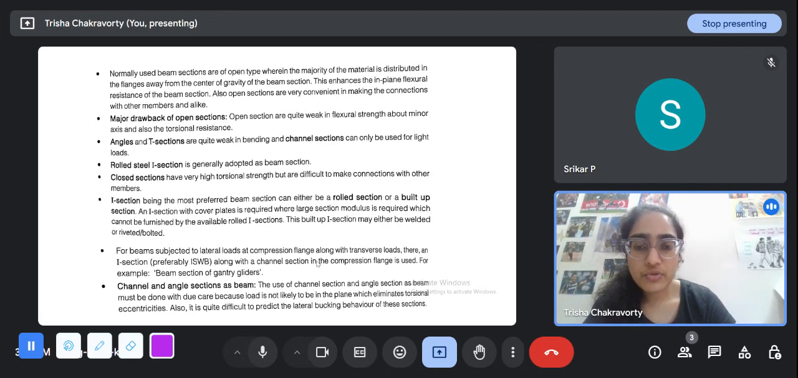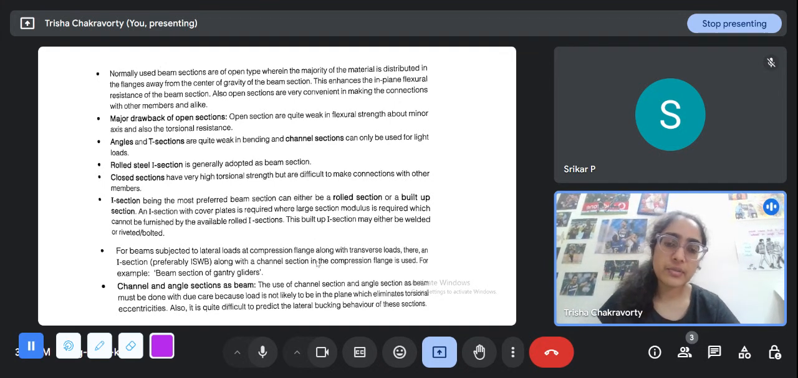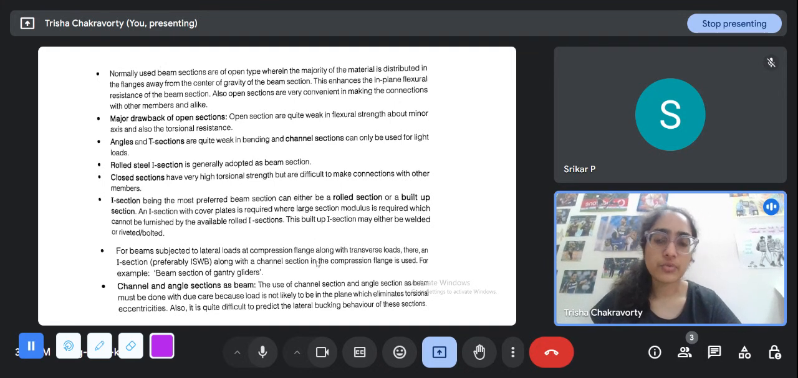The I section, being the most preferred beam section, can either be a rolled section or a built-up section, as I showed. An I section with cover plates is required where a large section modulus is required, which cannot be furnished by the available rolled I sections. This built-up I section may either be welded or riveted or bolted.